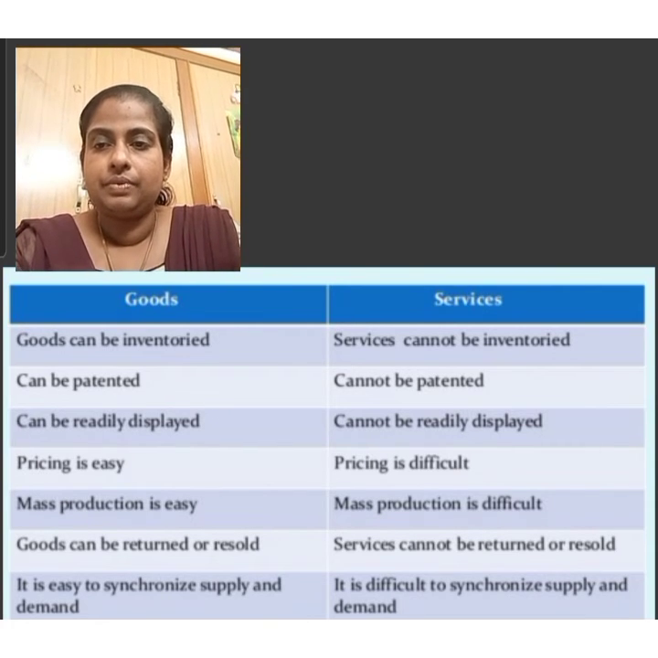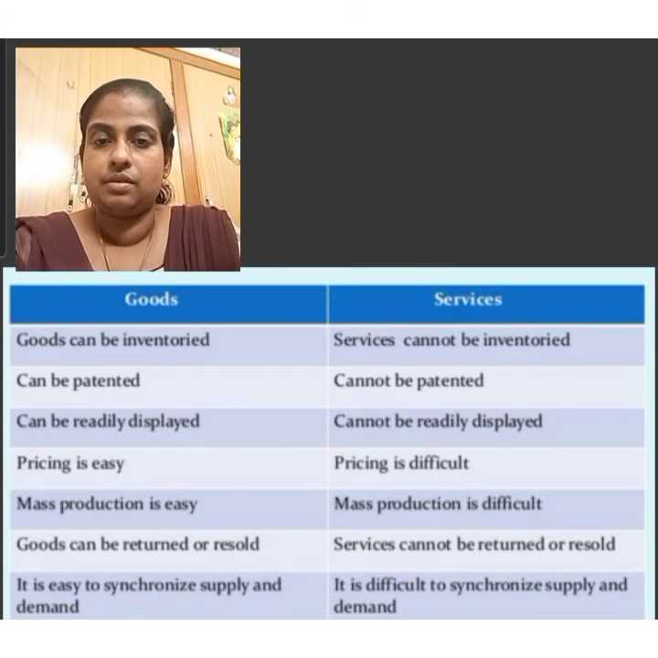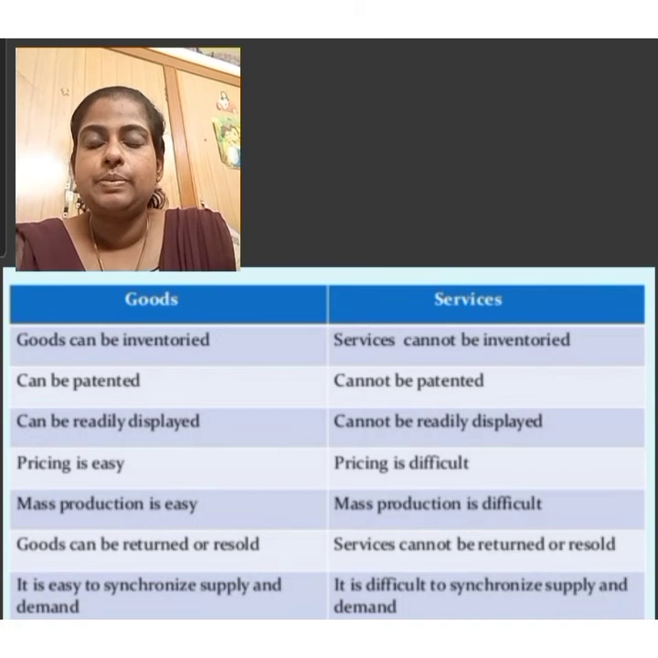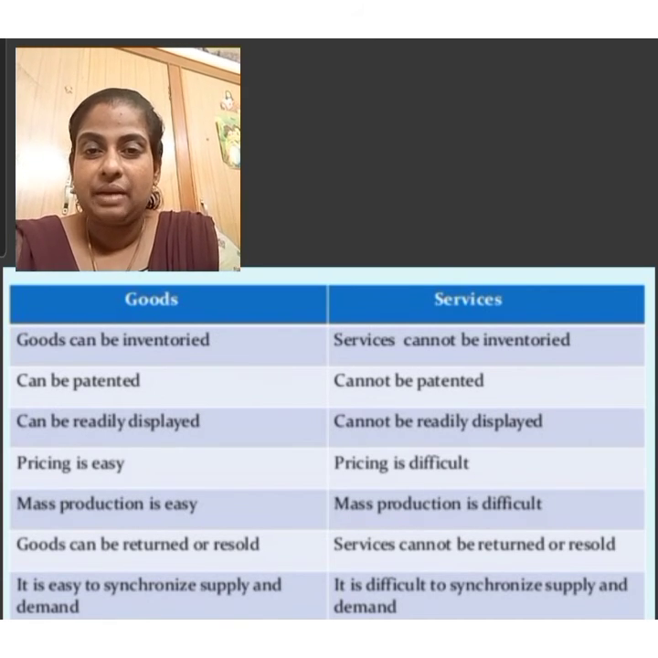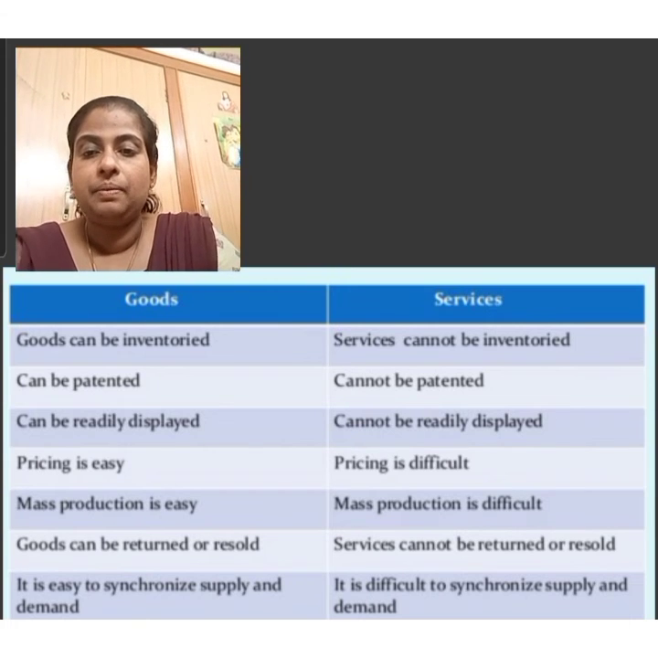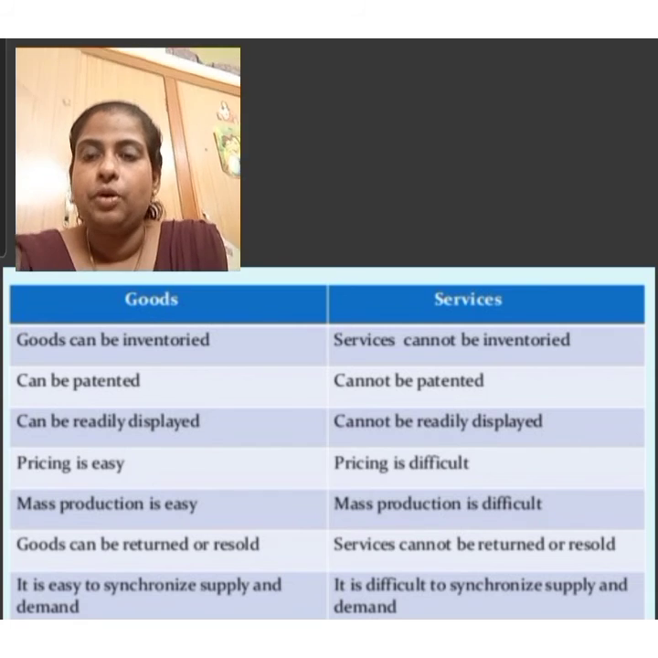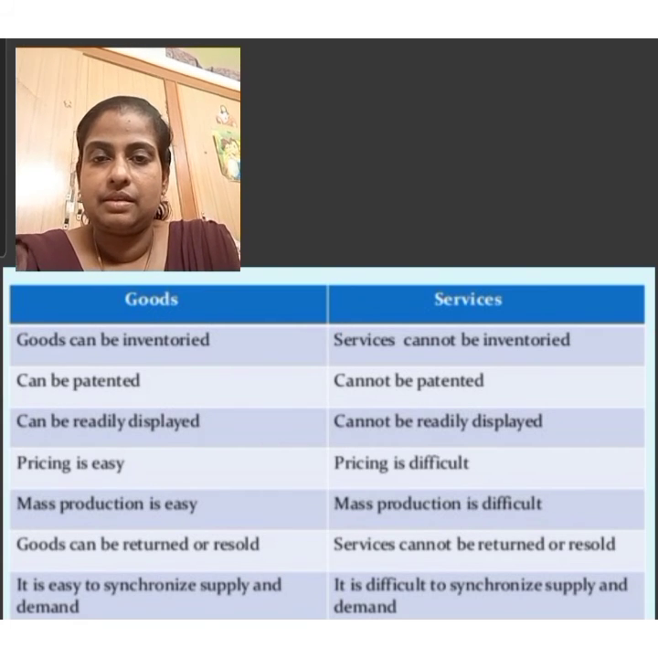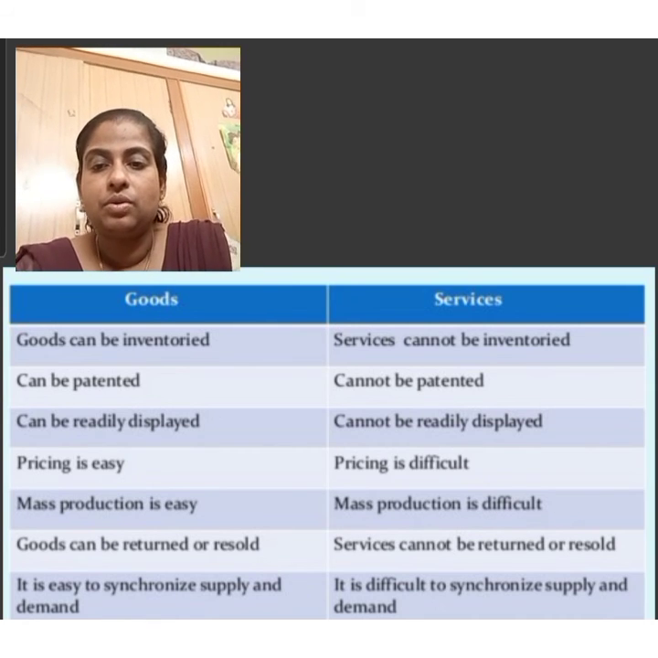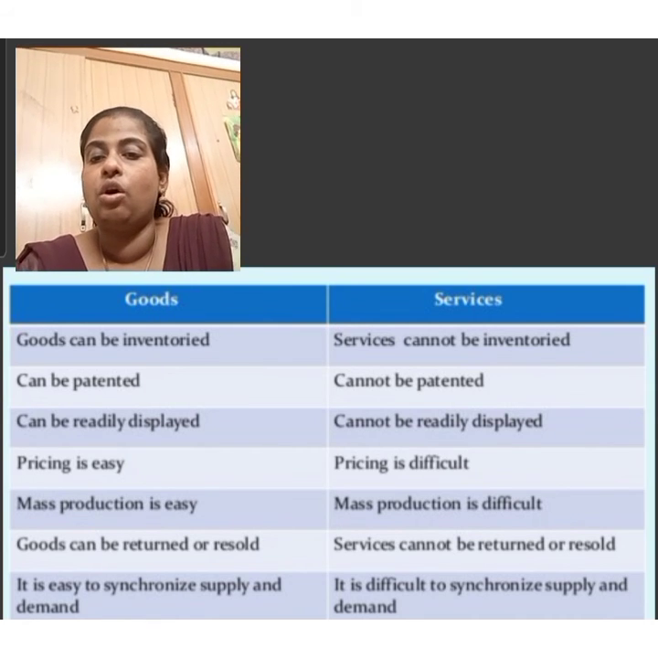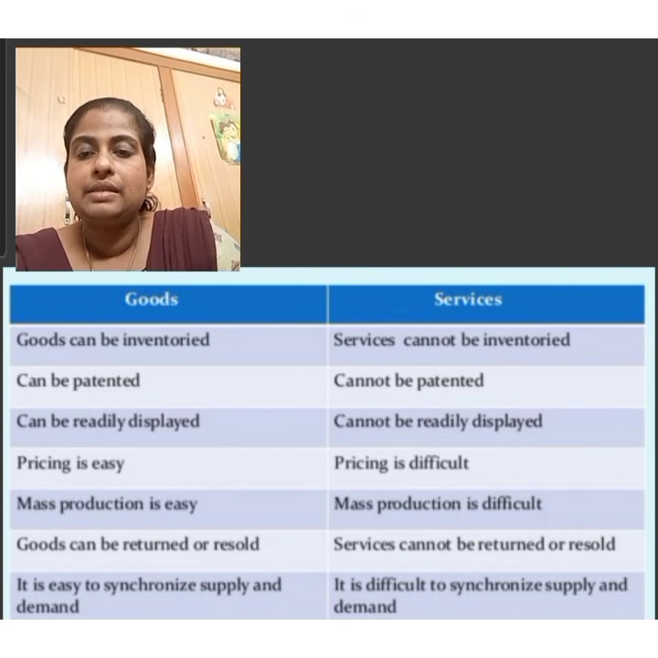Another point is, in the case of services, it cannot be kept in stock. Example, experience of a train journey. But in the case of goods, it can be kept in stock. Example, train journey ticket. Another point is, in the case of services, simultaneous production and consumption. But in the case of goods, there is a separation of production and consumption of goods. Example, purchasing ice cream from a store.